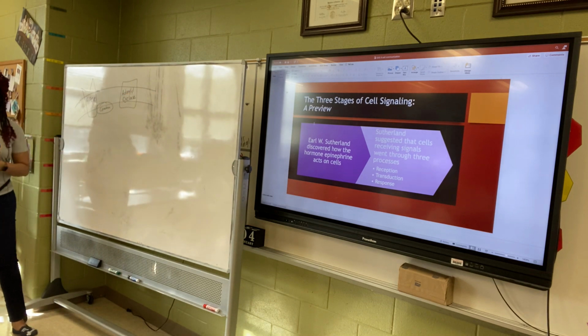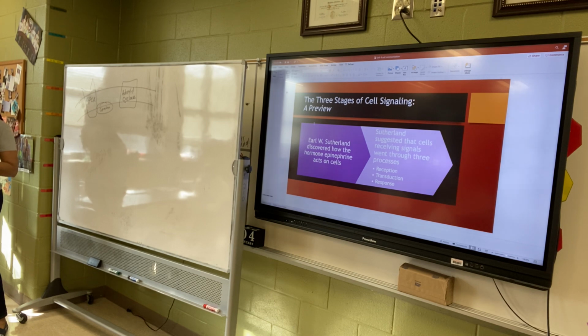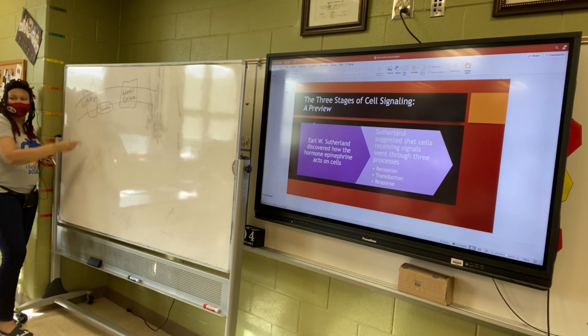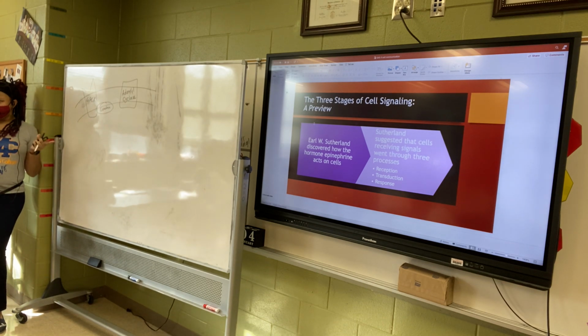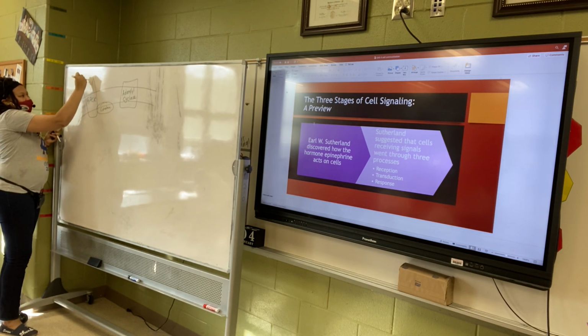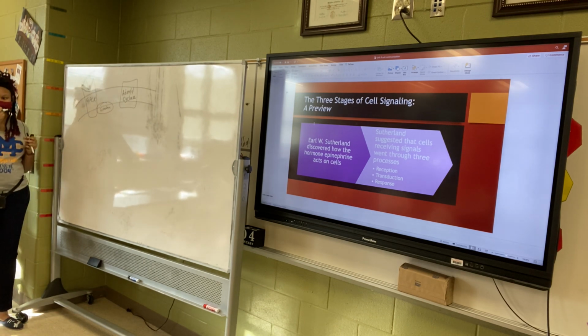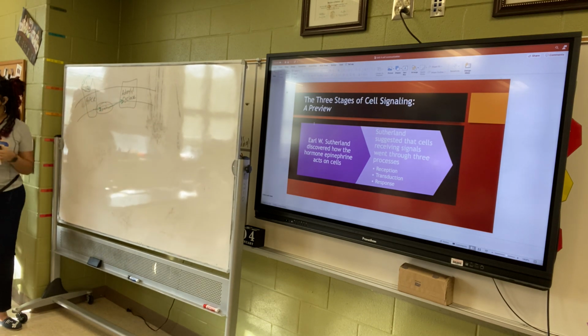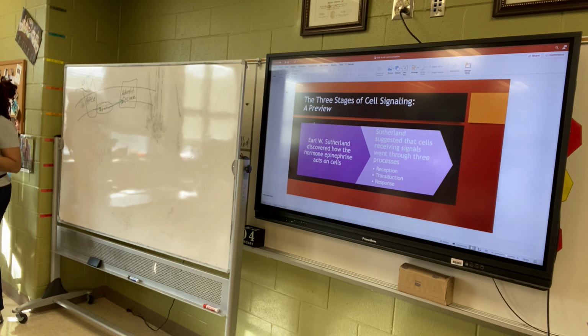Okay? So, what Earl Sutherland discovered was that epinephrine, and we already know, what's this G protein bonded to right now? GDP, and then once it's activated, it'll be bonded to GTP. So he discovered that when epinephrine binds to a G protein coupled receptor, which in turn activates the G protein, which in turn activates adenylyl cyclase. Adenylyl cyclase is a specific enzyme that catalyzes ATP being transformed into cyclic AMP.